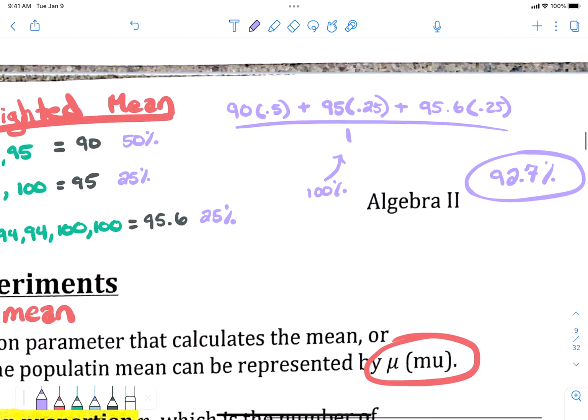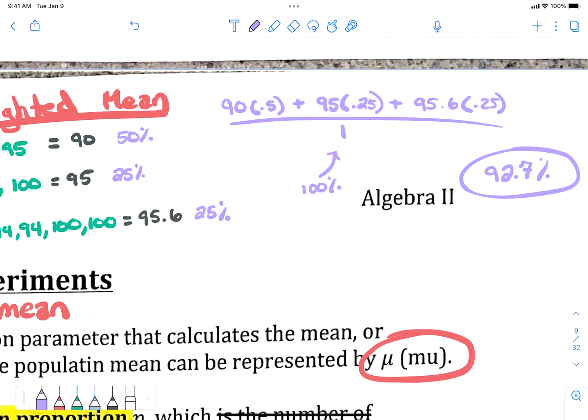Look at that 92.7%, and let's compare it to the 3 grades, right? We had a 90, a 95, and a 95.6. If these were all averaged the same, I'm guessing that our average would be right at 95 or maybe like a 94, but that 90 is the category that's weighted the most. So it's pulling your average down to a 92.7. Does that make sense? Rather than it being a 94, which is what it probably would be if you weighed all 3 the same, that 90 is pulling it down.